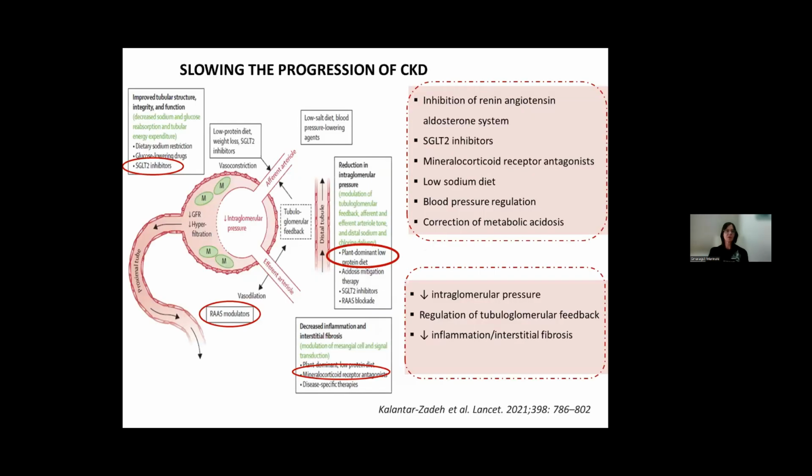Coming now to the slowing of the progression of this condition, indeed, until 2005, that means for the past 15 years, we did not have many drugs to slow the progression. We knew that we had all these patients with progressive CKD, but we could not do many things. We had the RAS inhibitors. We recommended some lifestyle modifications, but that was it.